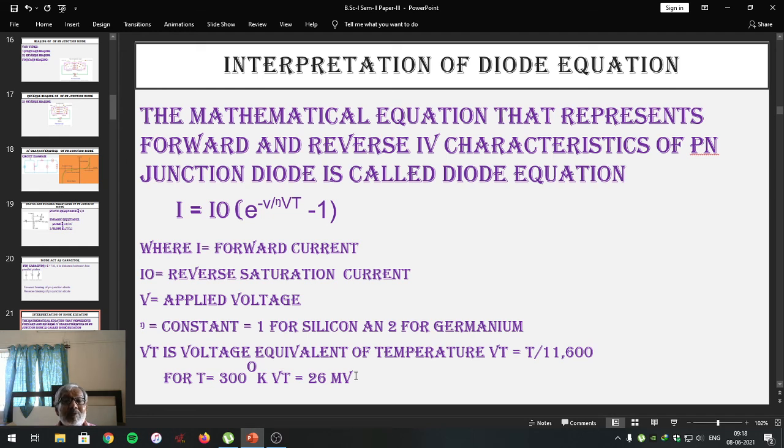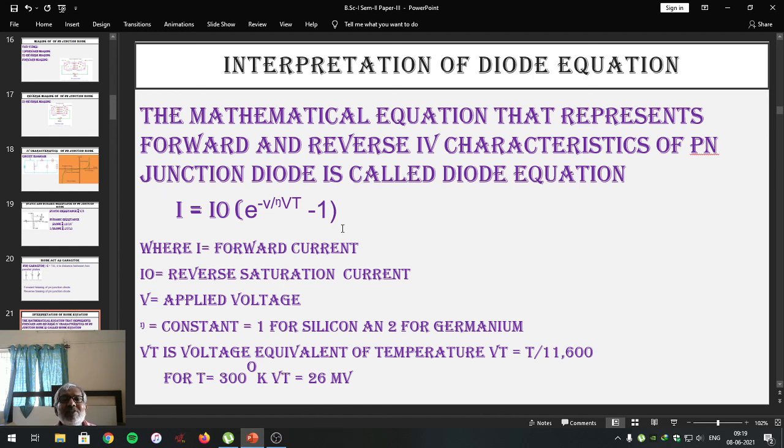All these are important terms. You have to remember all these values. Eta is equal to 1 for silicon, eta is equal to 2 for germanium, Vt is equal to T upon 11,600, and for T equal to 300 degrees Kelvin, that is, at 27 degrees centigrade, Vt is equal to 26 millivolt.